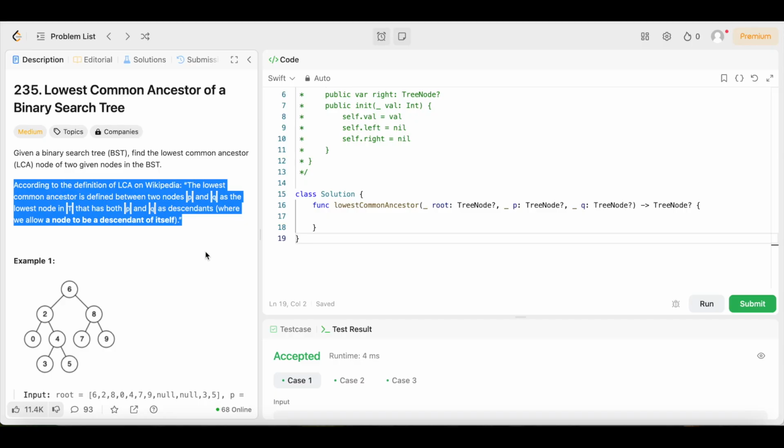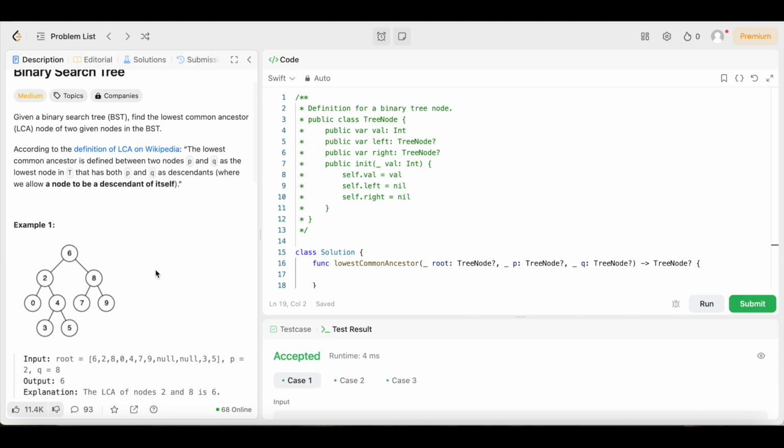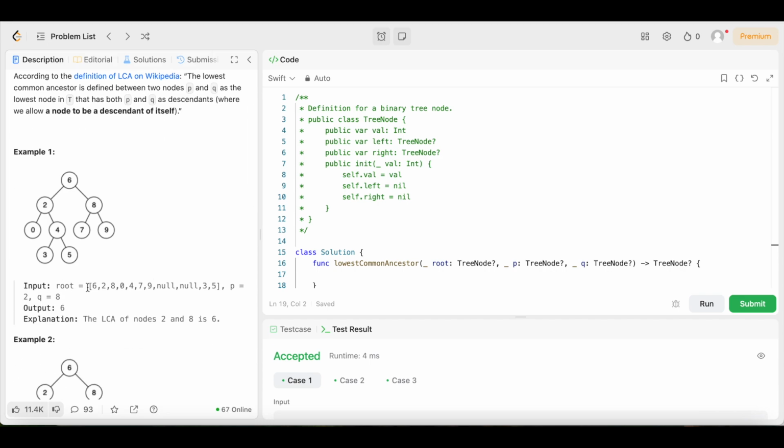So let's break that down so we can see what it is that they're talking about by looking at example 1. Example 1, we have the input root equals a binary search tree 6, 2, 8, 0, 4, 7, 9, 3 and 5. P equals 2 and Q equals 8. The output is 6. Explanation: the LCA of nodes 2 and 8 is 6.